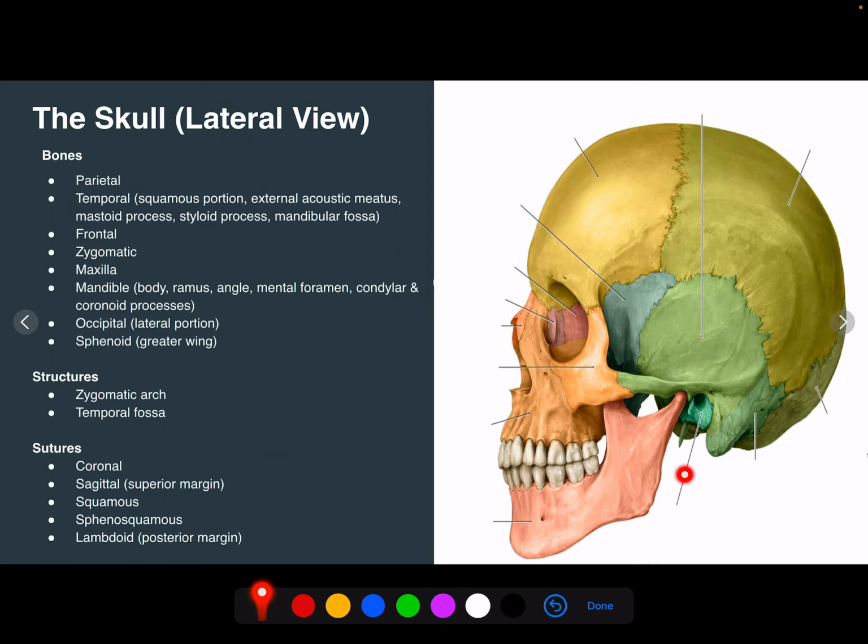Now, a couple of different features of the temporal bone. We have our external acoustic meatus. We have our mastoid process from a lateral view. We have our styloid process from a lateral view. And then we have our mandibular fossa. Okay? This is the articulation that creates the temporomandibular joint, or TMJ. We see the frontal bone here. Our frontal bone contributes to the forehead and the superior orbital margin.